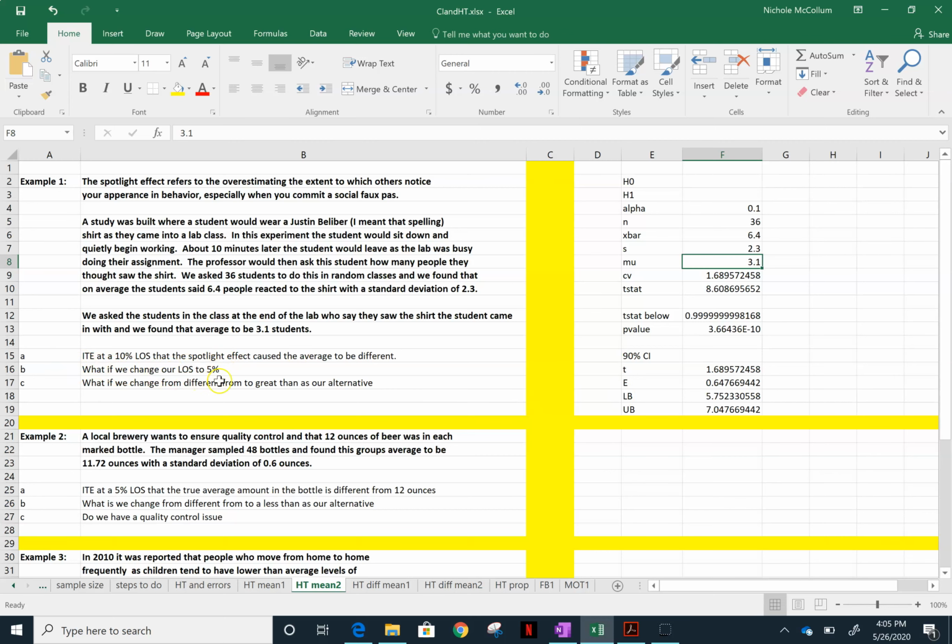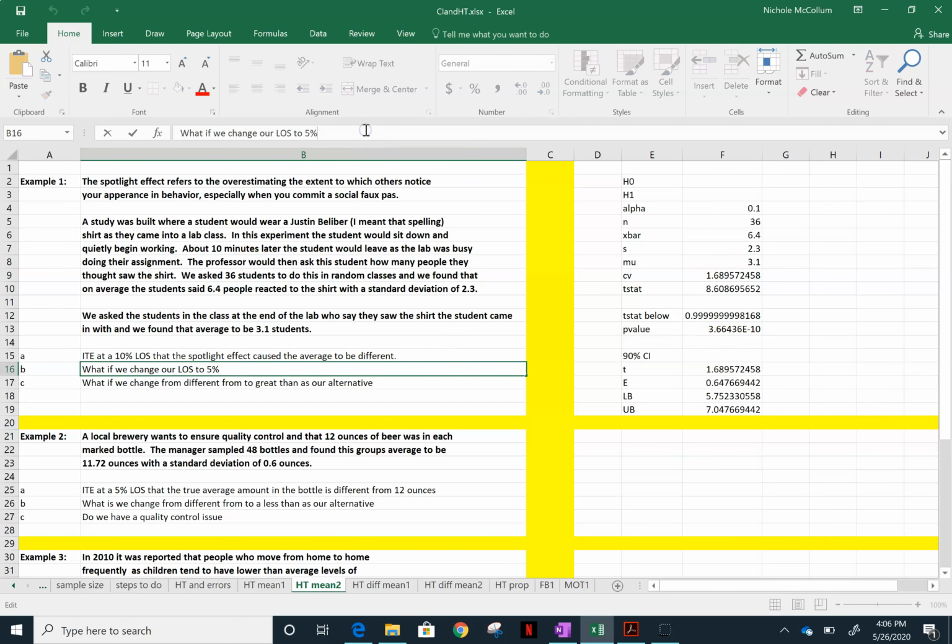What if we change our level to 5%? I've already discussed that. If we change our level of significance to 5%, I don't care. I still reject because my p-value is 0. Since my p-value is 0, I know the answer for part B. You want the answer? I still reject H naught since the p-value is 0%.